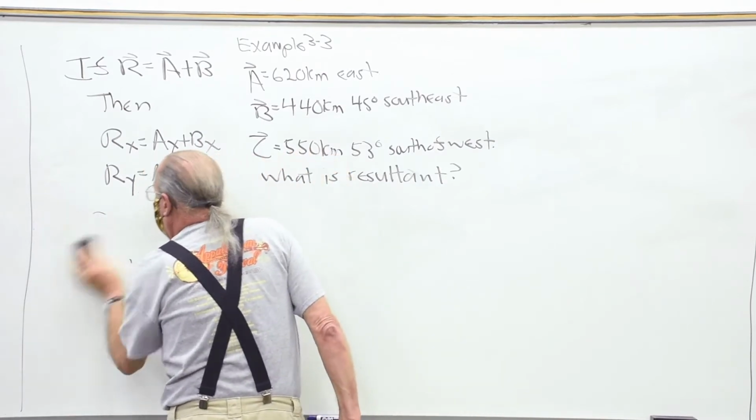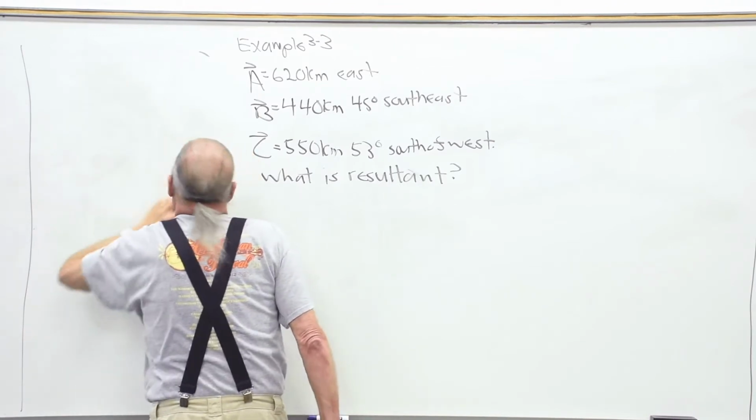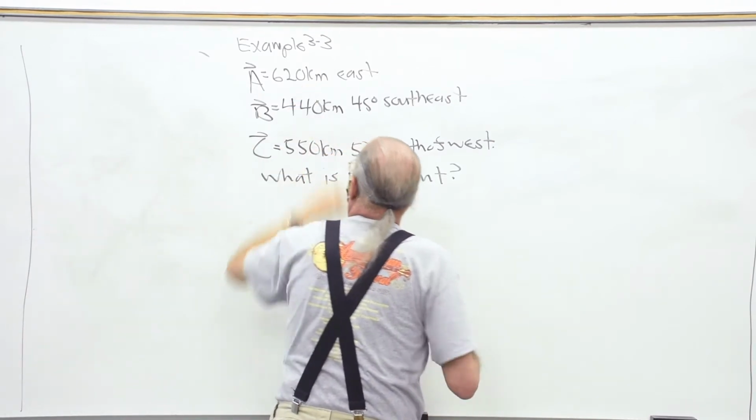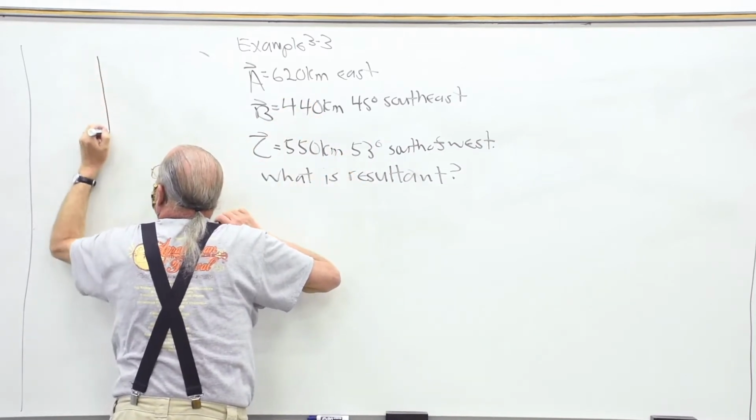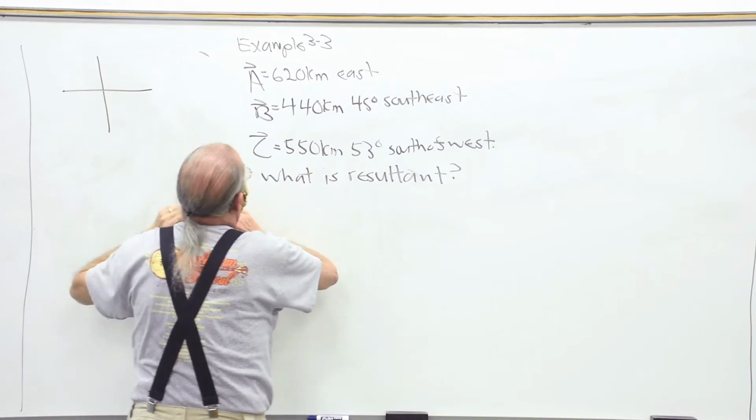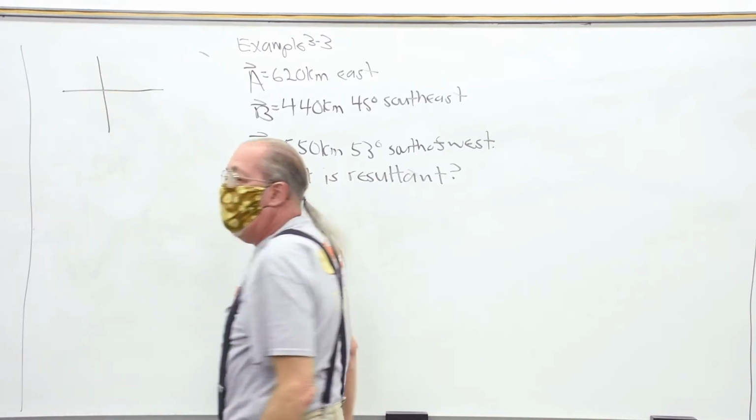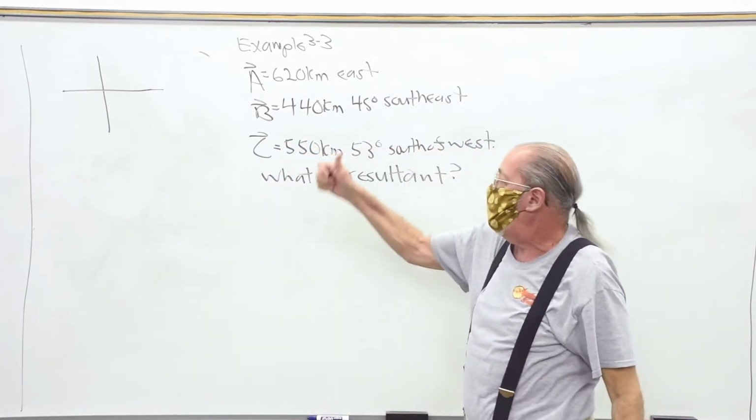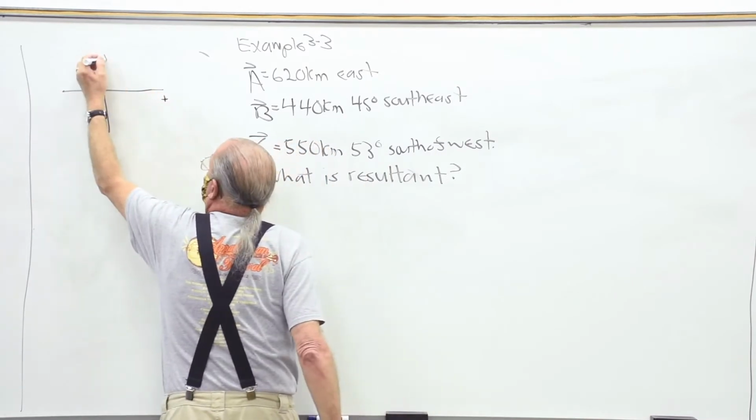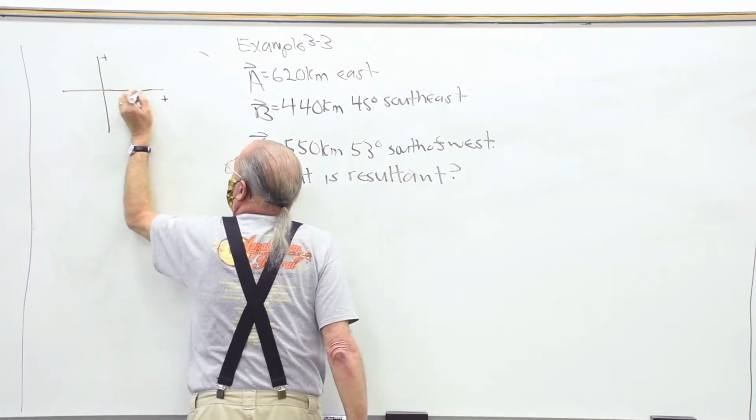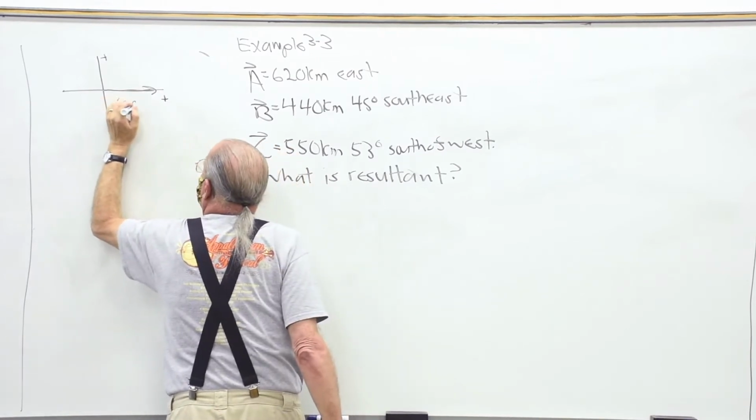All right. What you need to do is draw the first one, A. We draw an x and y axis, north and south, and it's 620 kilometers east. Now, what I'm going to do is use east is plus and north is plus. So east is plus and north is plus. And this vector is pointing this way, 620 kilometers.